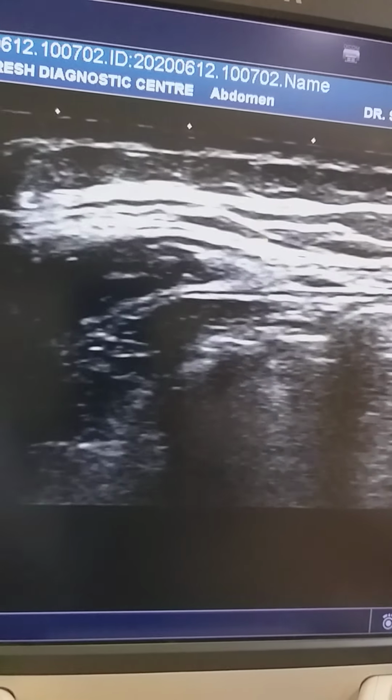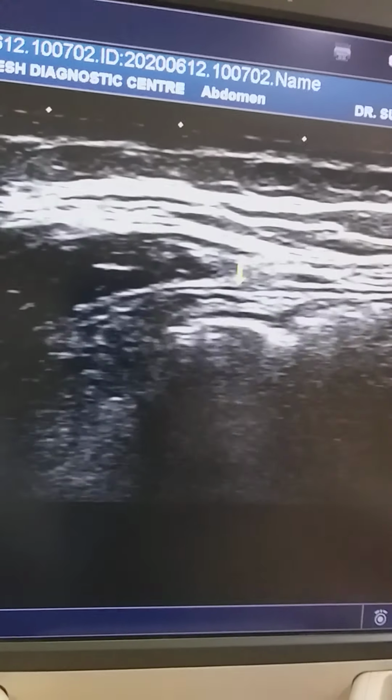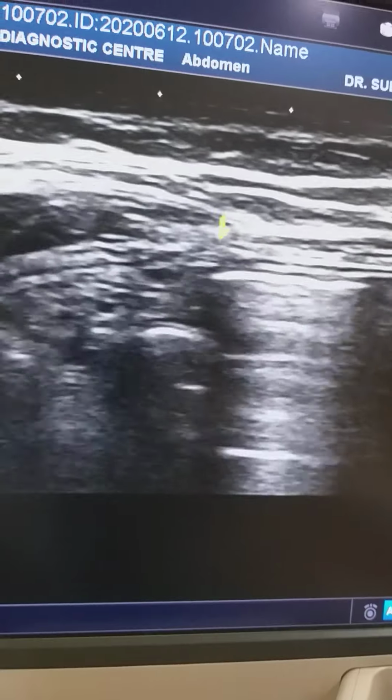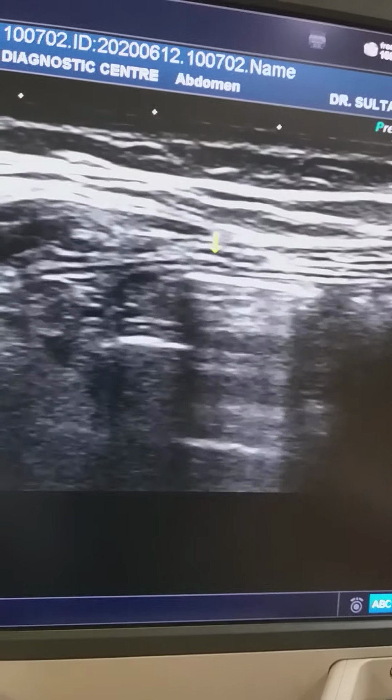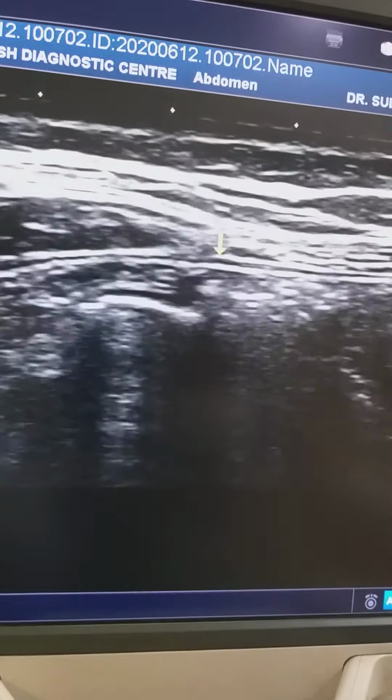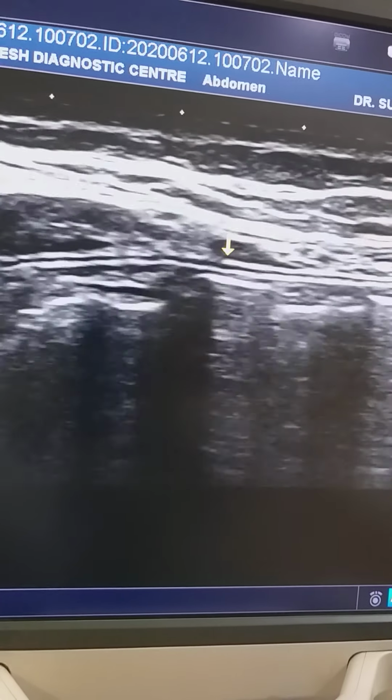So this is the point where we are not feeling any herniation. The patient has coughed and no herniation has been seen. So this was the normal description of the Spigelian hernia. How can we locate the next one?